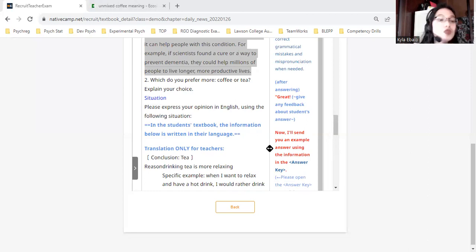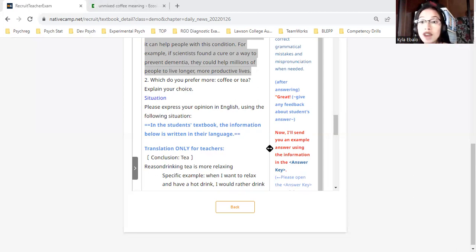So you should say the second one. Please repeat after me twice. I prefer coffee more than tea because it boosts my energy for the day. Now your turn. Okay. Again, I prefer coffee more than tea because it boosts my energy for the day.